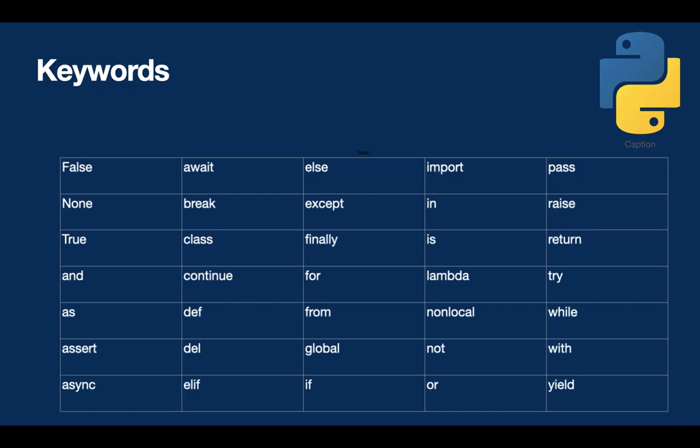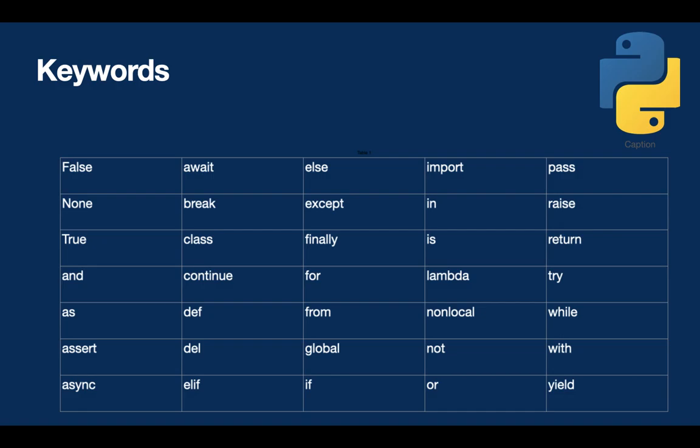You can see this is a table containing the reserved keywords of Python, like False, await, else, and so on. Later, at each stage, we are going to use these keywords and see how they work. So let's take a few examples of these.